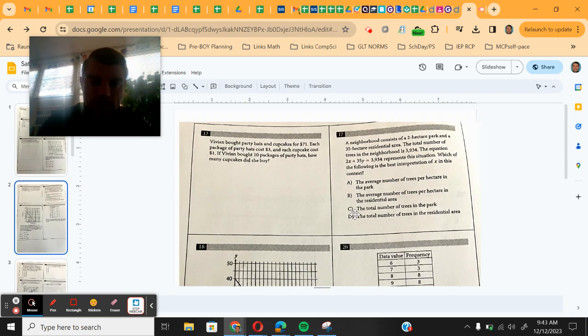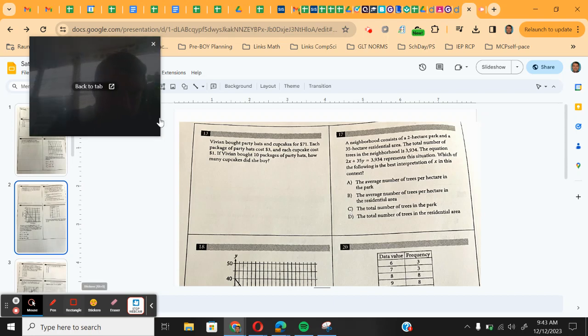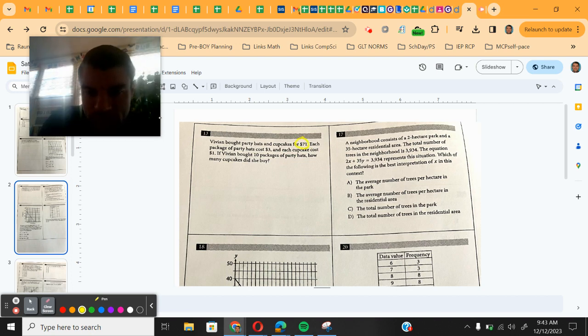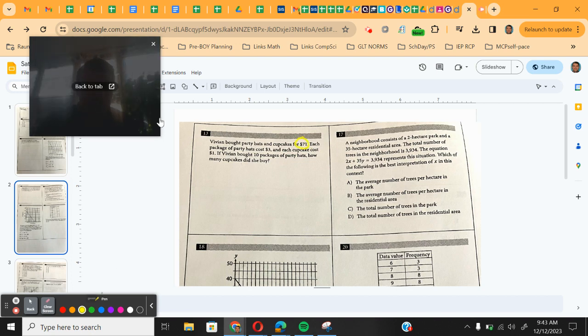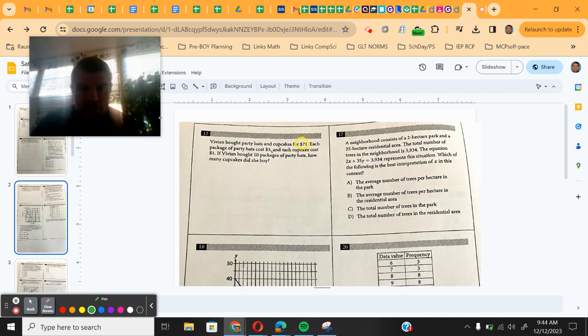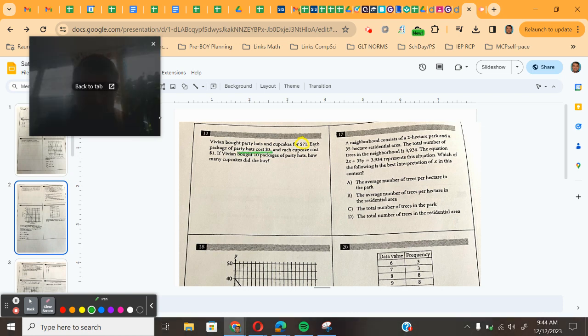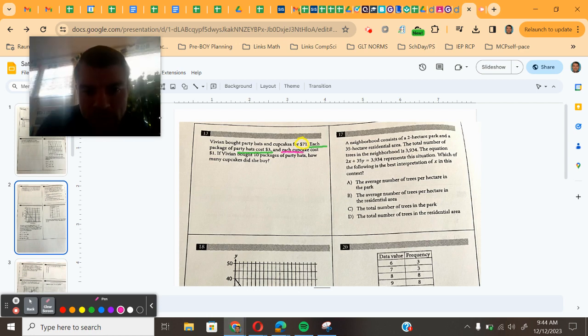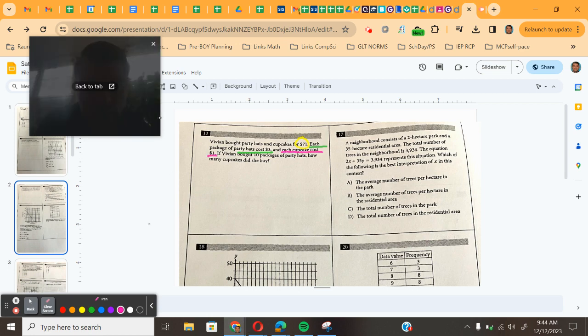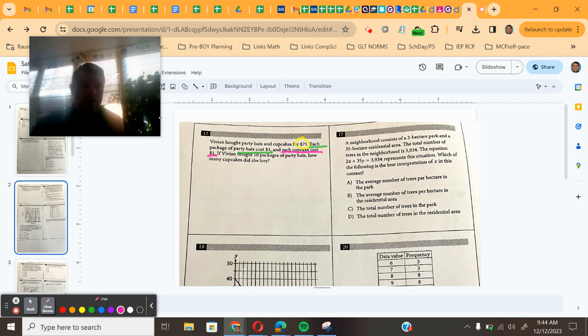All right, so Vivian is buying party hats and cupcakes for a total of $71. Each package of hats costs $3. I like that word each. Each cupcake costs $1. If she bought 10 packages of party hats, how many cupcakes did she buy?